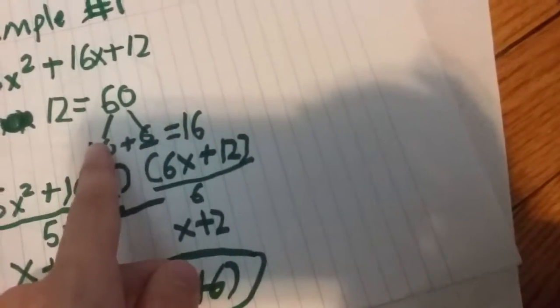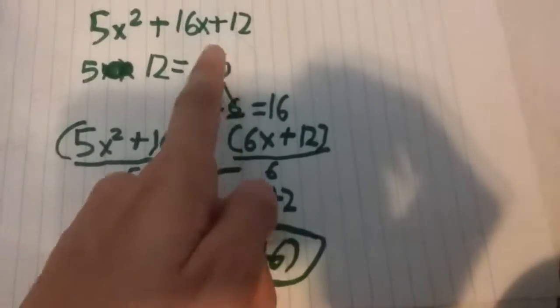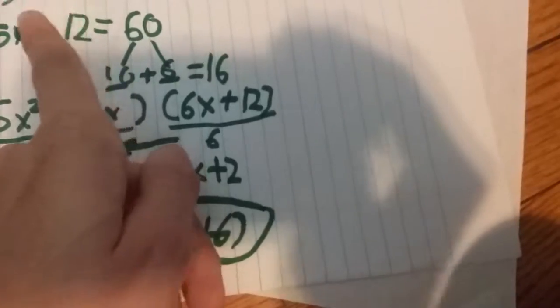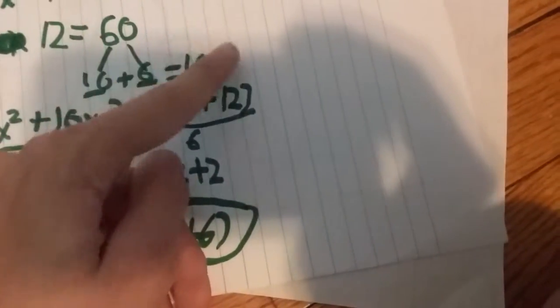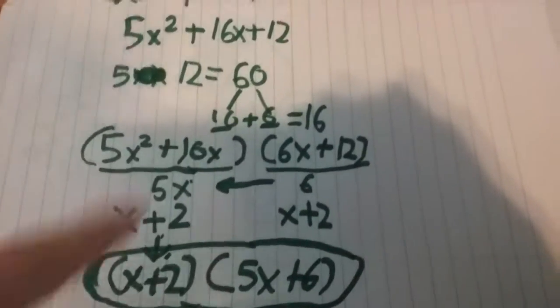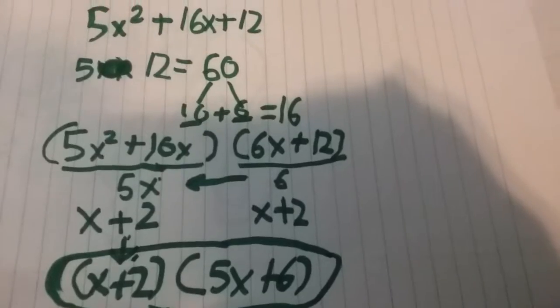You would try and figure out which two numbers add into the b value and which two numbers multiply into the value that you get from multiplying the a and c values. And here you have to multiply two numbers to get 60 and add two numbers to get 16. Here it's 10 and 6.